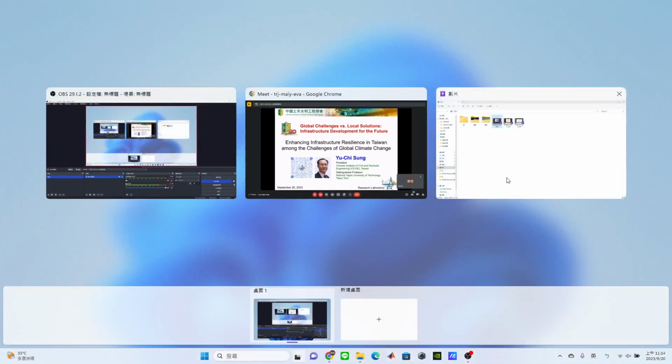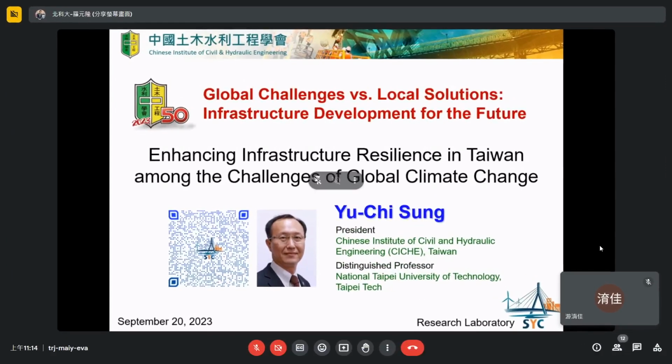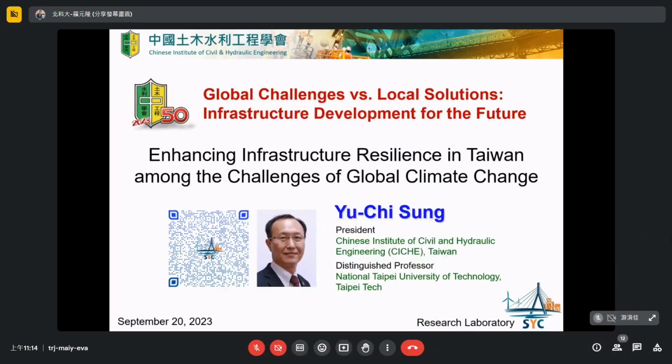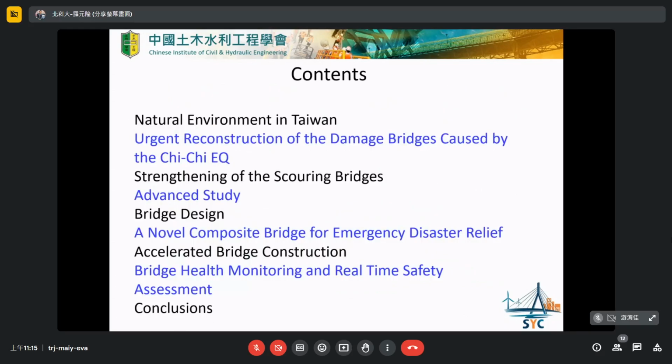...related to enhancing infrastructure resilience in Taiwan among the challenges of global climate change. Different from the presentations of the previous two speakers, who gave the global viewpoint or concept of smart technology in application to civil engineering, my presentation just gives some real cases in Taiwan. And this is the content that we will cover today.